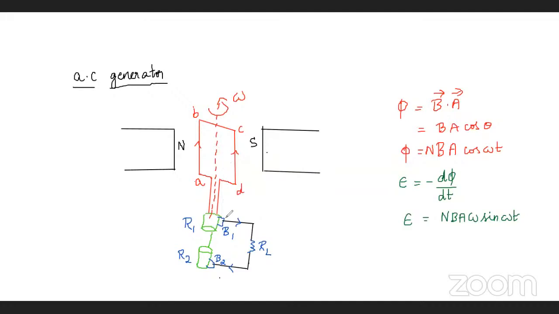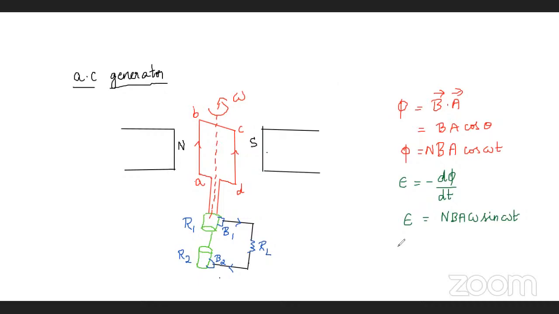In the external circuit, the direction of current flow changes from B1 to B2 and B2 to B1. The direction of current changes periodically. That's why it is alternating current, and of course the magnitude also changes, because this NBA omega is the maximum value of the EMF.